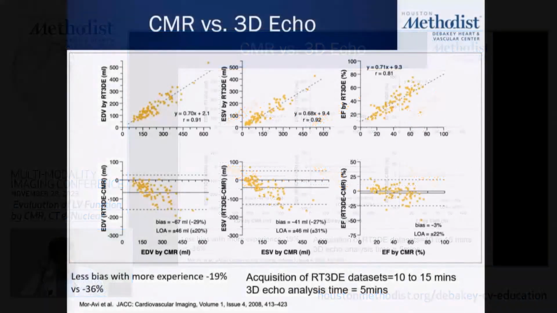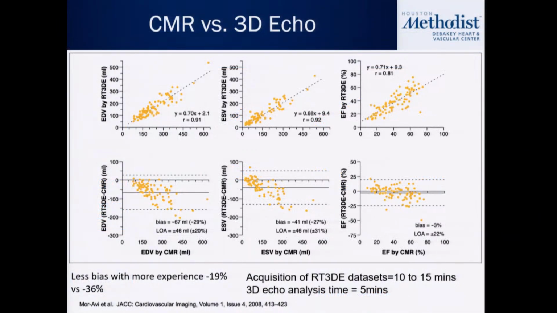This is now a 23-year-old study, but there hasn't really been much that came out after to yield us much more new information. So in this simultaneous echo and CMR study, you notice that the bias is about 67 mLs for EDV, meaning underestimation by echo, and then 41 for ESV, and then the bias for EF is minor. Usually, in this study at least, it was underestimation by 3 percentage points, but more often I think we get a slightly higher LVEF on MRI than you get on echo.